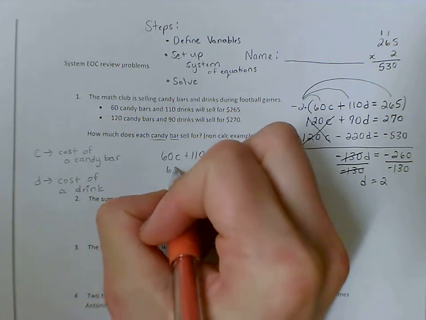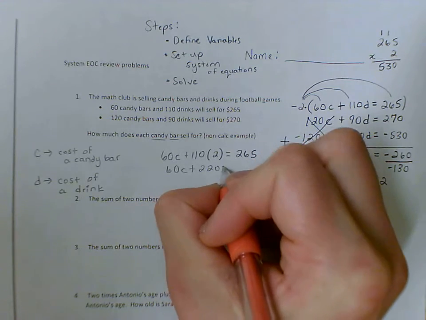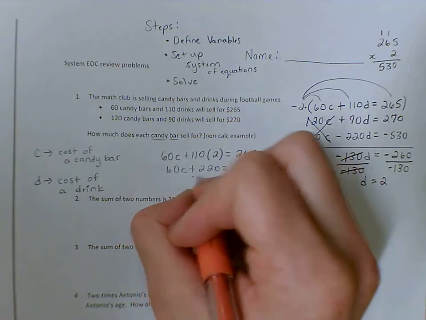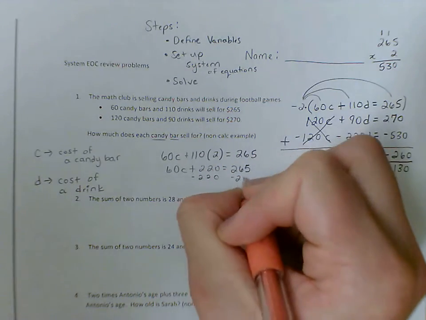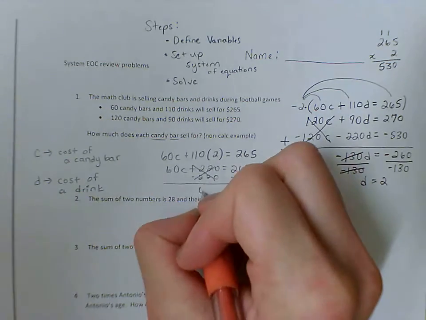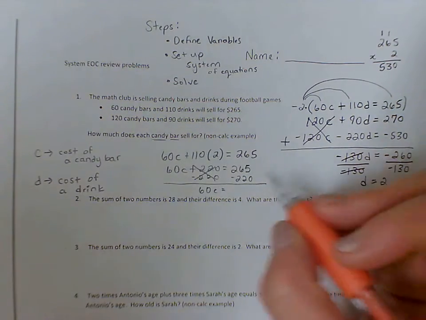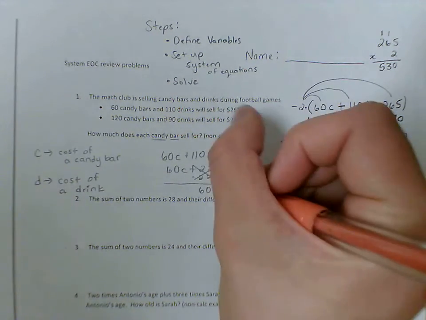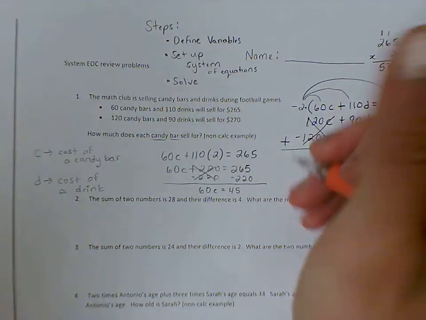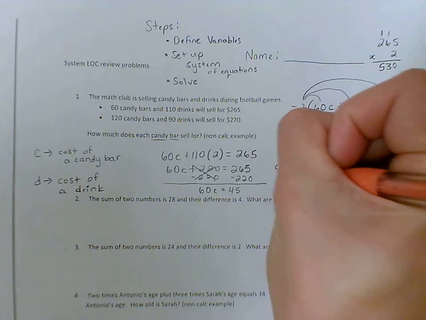So my 60C will come down. 110 times 2 is 220. And then I've got to subtract my 220 to both sides, because I've got to start getting my C by itself. These go away. My 60C will come down. And then 265 minus 220 is 45. And then I have to divide by 60. So C would be whatever 45 over 60 is.